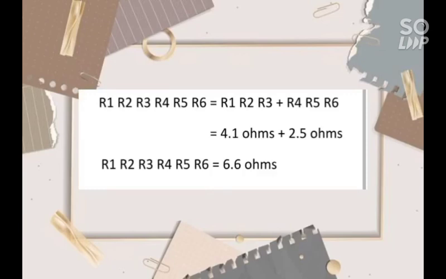Just like what I've said, we are near the last part. So we will also follow the formula. We will now add the two total results of both sets. 4.1 plus 2.5 is equal to 6.6. So all in all, after we solve it step by step, the total resistance is now 6.6 ohms.